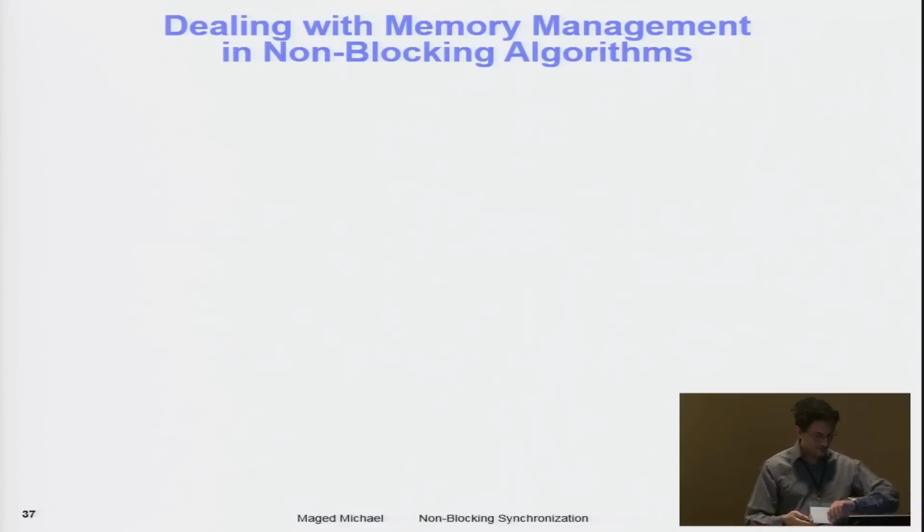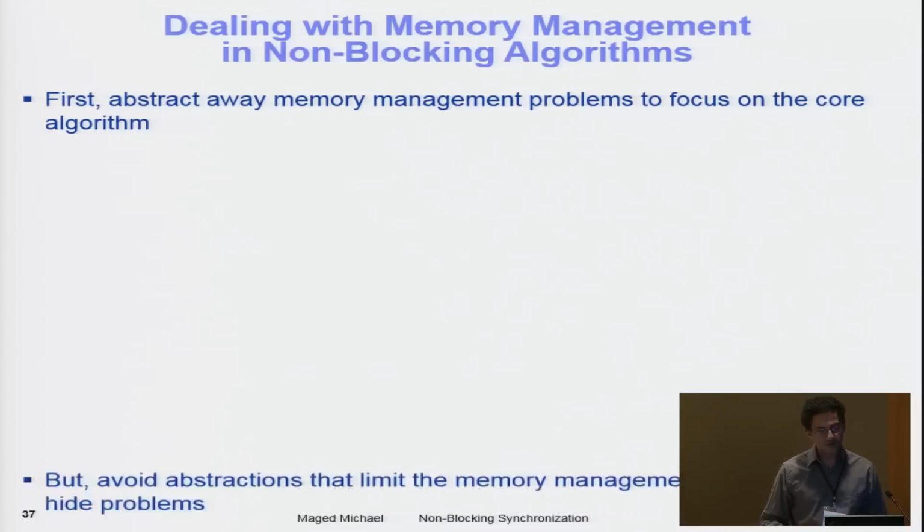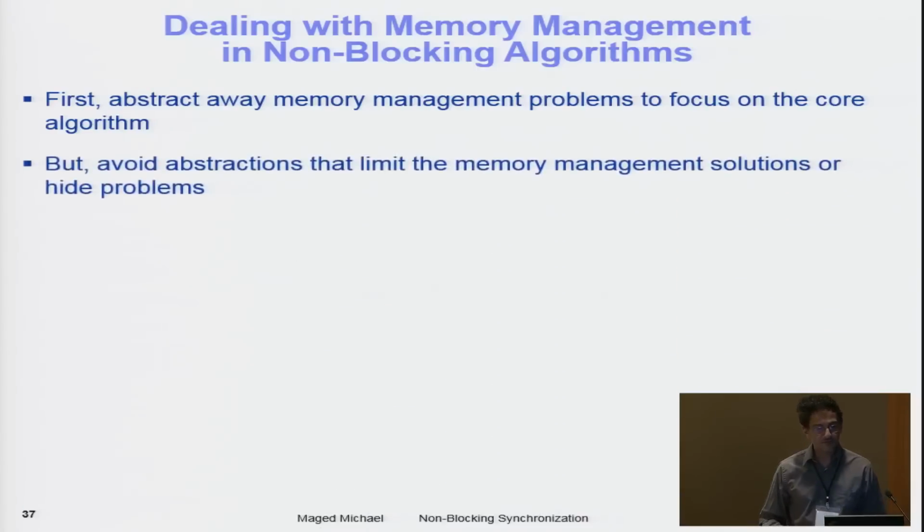Okay, very briefly, this is the almost last slide. How do you build a non-blocking algorithm or structure, and how do you deal with memory management? How to think about it? The first is to abstract away memory management and focus on the core algorithm. So how to do that? You don't want to think that you just have an ideal garbage collector. That's not good.